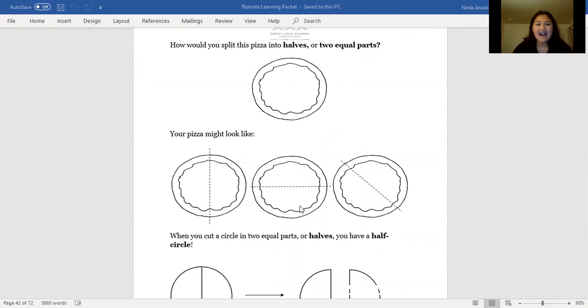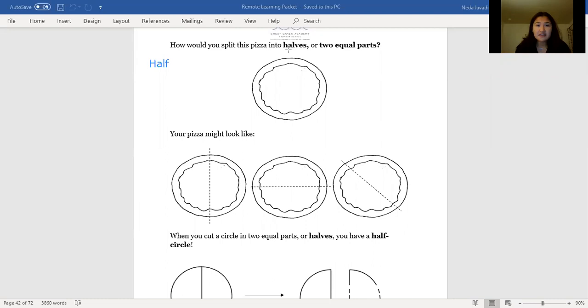The word halves comes from the word half. Halves, or if you split something in half, that means you get 2 equal parts. If you split something in half, you get, that's right, you get 2 equal parts. Now, I want to know, how would you split this pizza into halves? Pause and draw it on your page now.